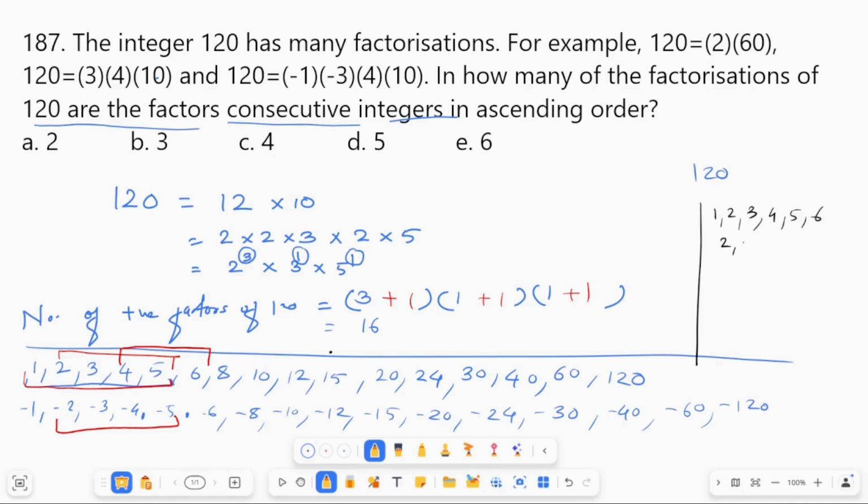We can also take 2, 3, 4, 5. We can also take negative 2, negative 3, negative 4 and negative 5. We can also take 4, 5 and 6. These are all the combinations of numbers, and we can say the factorizations of 120 which are consecutive integers. This is what we needed, consecutive integers. And how many do we have? We have 1, 2, 3, 4. That means our answer must be option C.